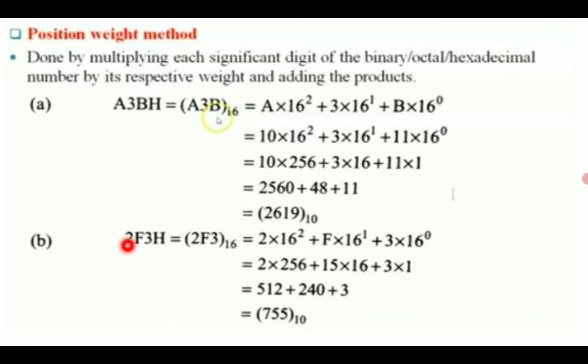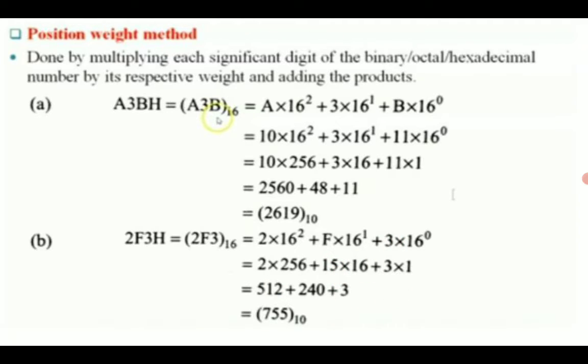So similarly for 2F3H, you just multiply. Actually it is hexadecimal, so it should be in small letter, but they have given it in capital letter. So A3B in hexa is being converted into decimal, and 2F3 in hexa you can convert into decimal. Just go through this one and you can understand. F is 15 and 3 is 3.